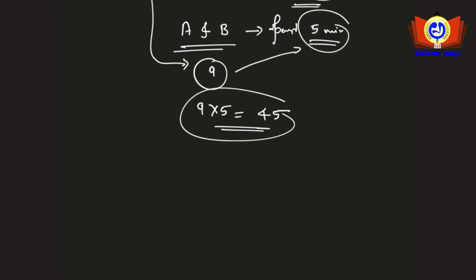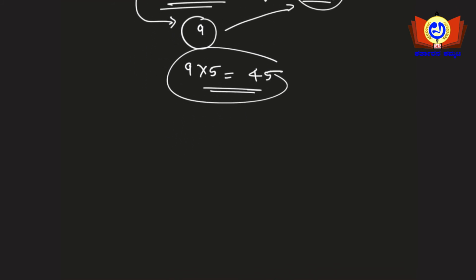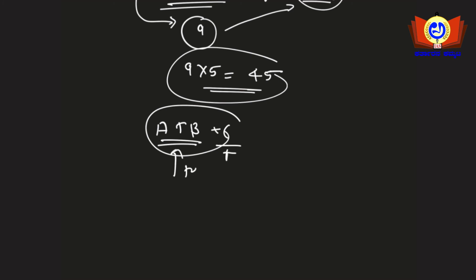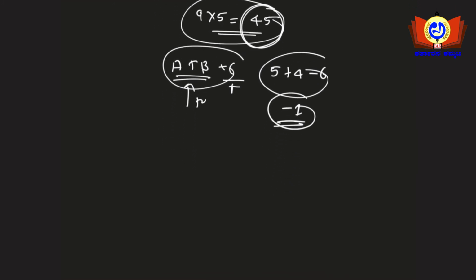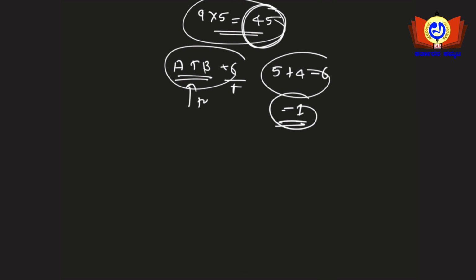Okay, what is the total efficiency of all the pipes? A plus B plus C; A and B are positive while C is negative. Okay, 5 plus 4 minus 6, the net efficiency will be minus 1. Okay, so the total amount of work done by A plus B pipes is 45, and the total efficiency after 5 minutes will be minus 1.